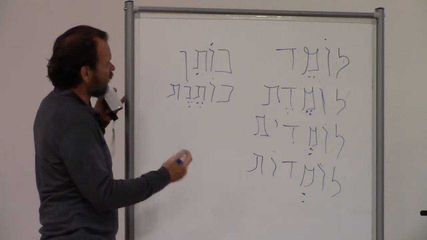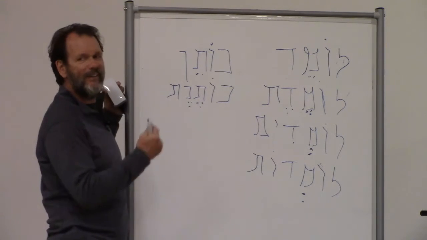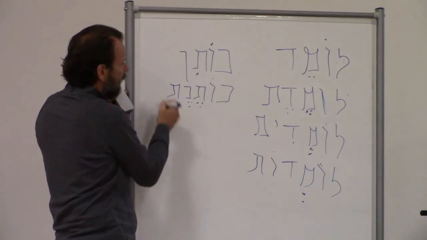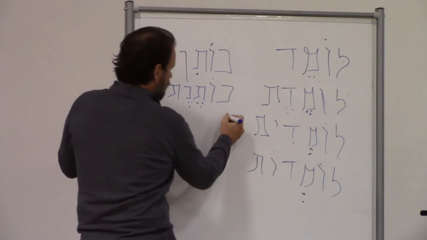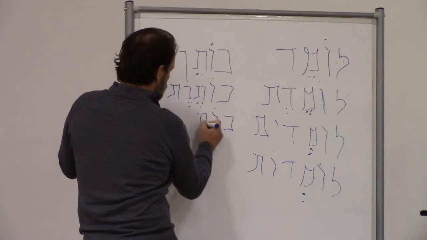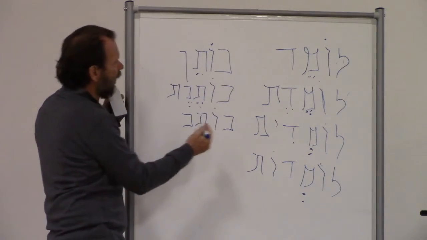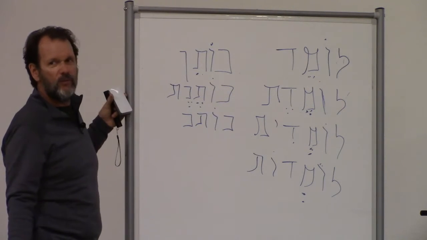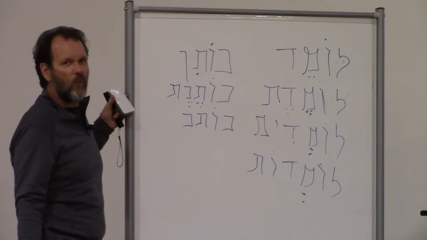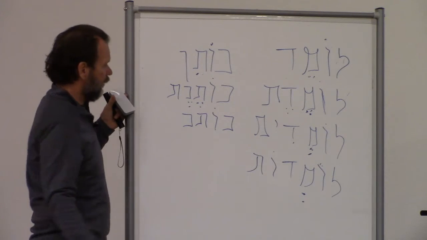So I want you to just do that exercise. Notin, notinit. Then for the rest of these, you just get rid. The only big thing about having a final form is that you just got to remember to change the final form. That's it. That's the only trick here.